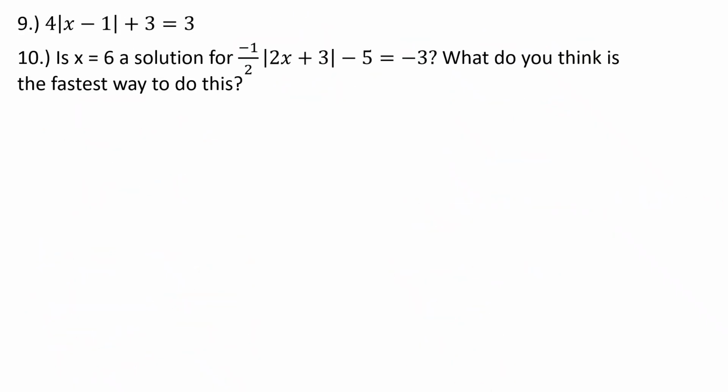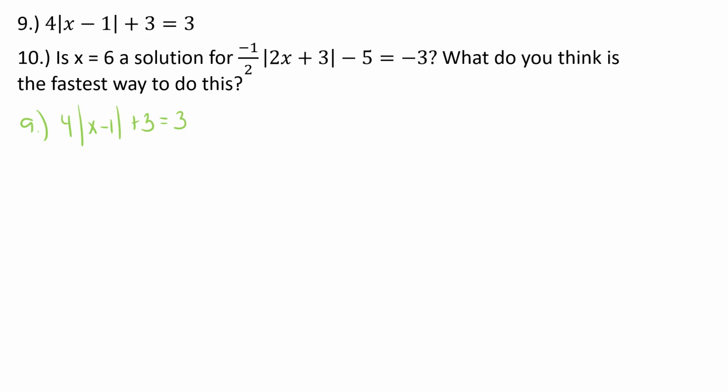Last one of these is number 9. So we have 4 times the absolute value of x minus 1 plus 3 is equal to 3. Again, you could start by dividing, but here's what you've got to do if you start by dividing: you've got to divide this and this and this. And what that's going to do is get the x minus 1, but now you've got fractions. You can deal with that, but I don't know why you'd want to. So that is why teachers discourage students from doing that.